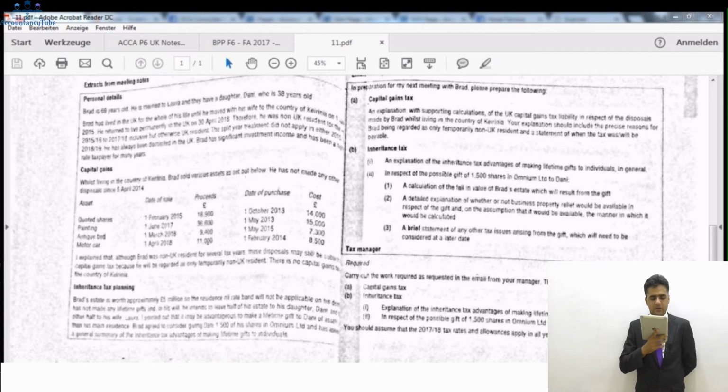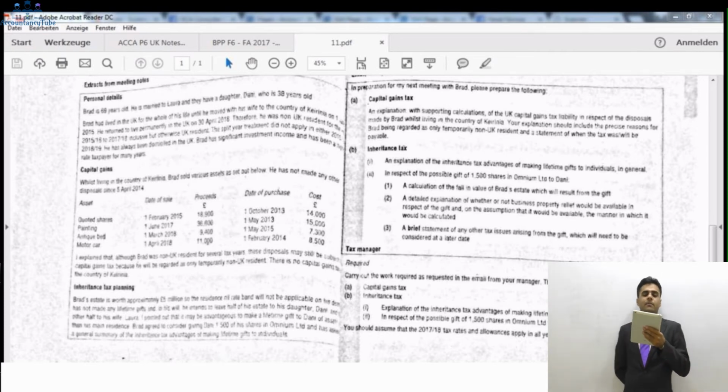So please do not use the old exam kit, and do not use the questions from the ACCA's website because they're not updated. If you have any other exam kit other than BPP, like Kaplan, please find the question Brad in that exam kit. Otherwise, as I explained, please buy the BPP exam kit as I'm using this one, so it will be easier for both of us.